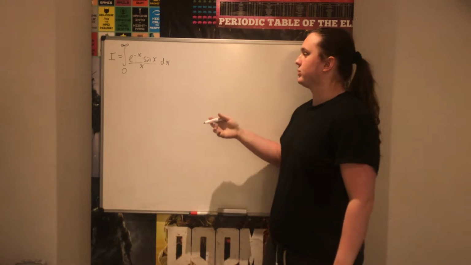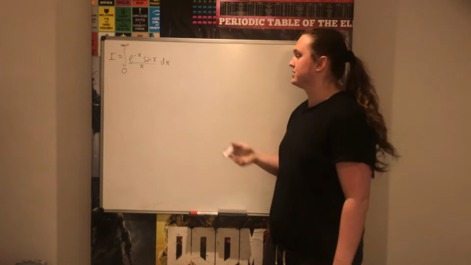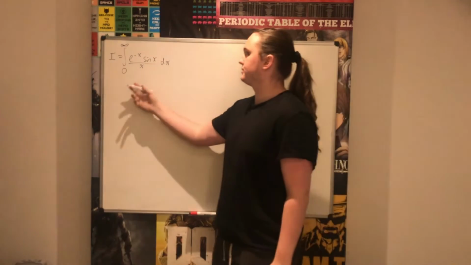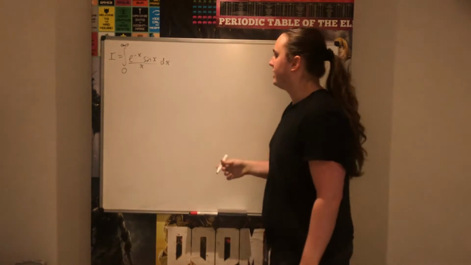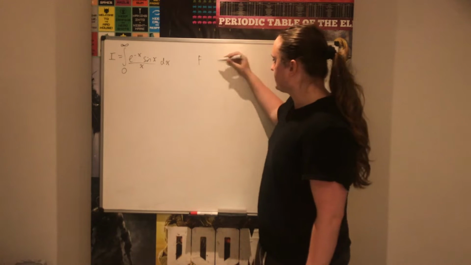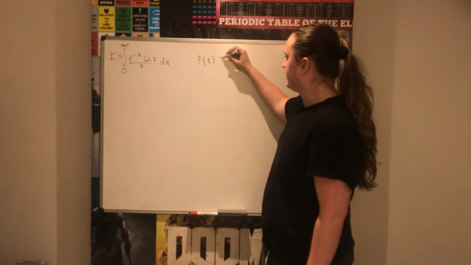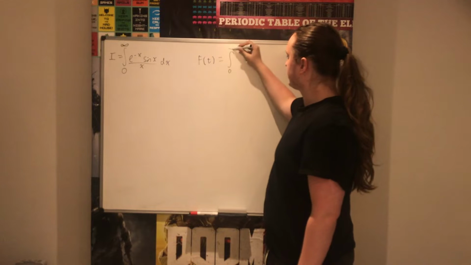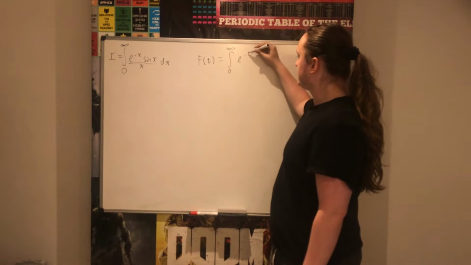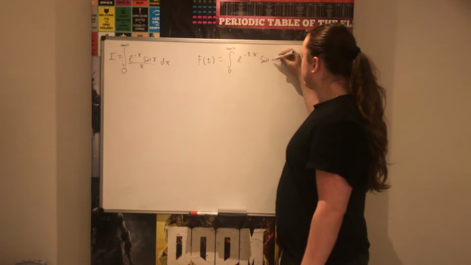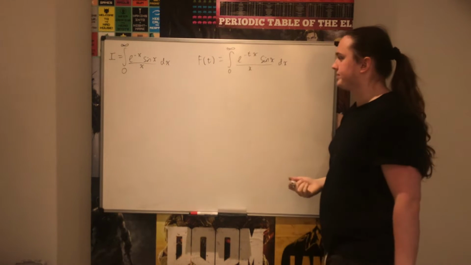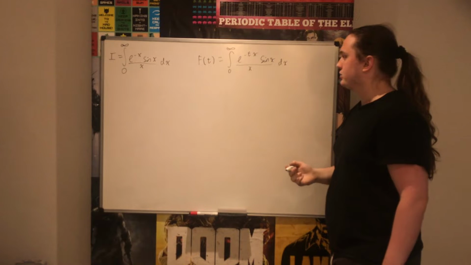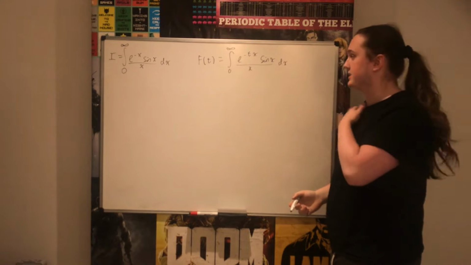Today we have an integral that we're going to use Feynman's method of integration for, and that's the integral from 0 to infinity of e to the minus x sine x over x. So we're going to let a function f of t be the integral from 0 to infinity of e to the minus tx sine of x over x dx. Now, first we want to see what f of infinity is.